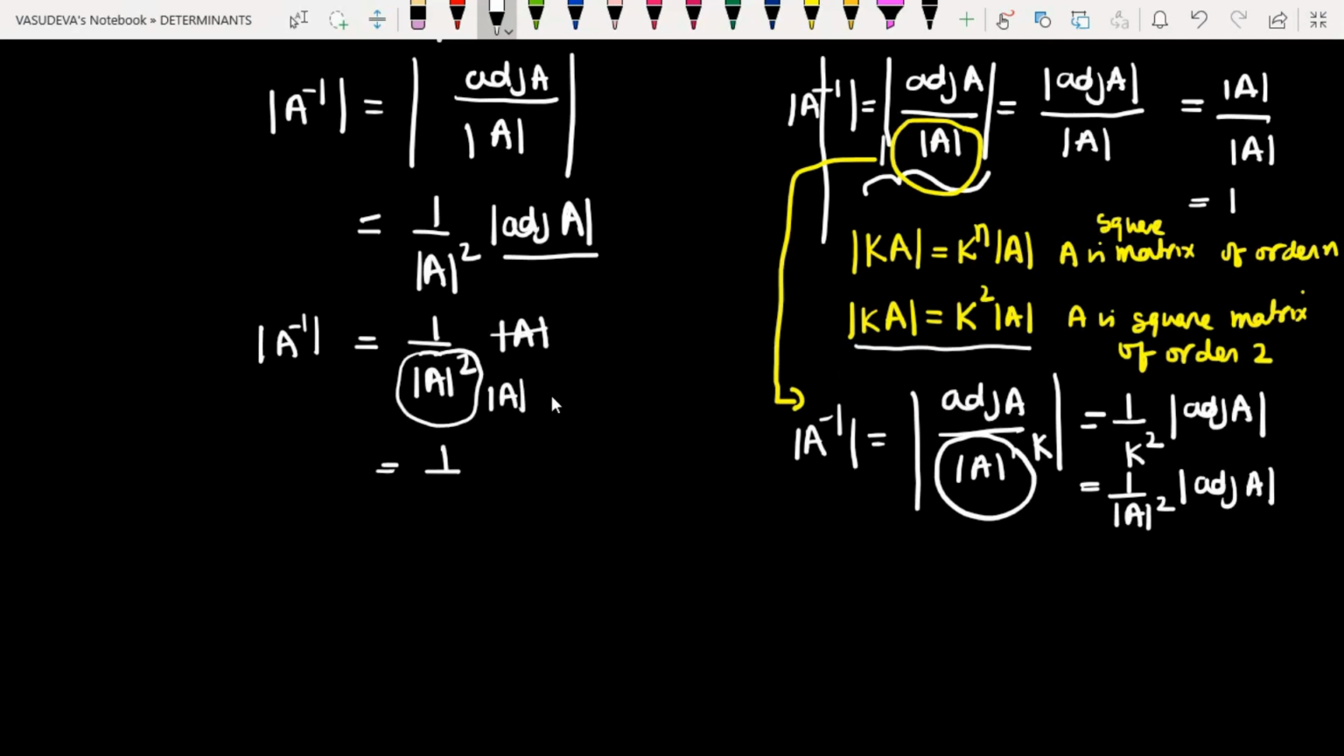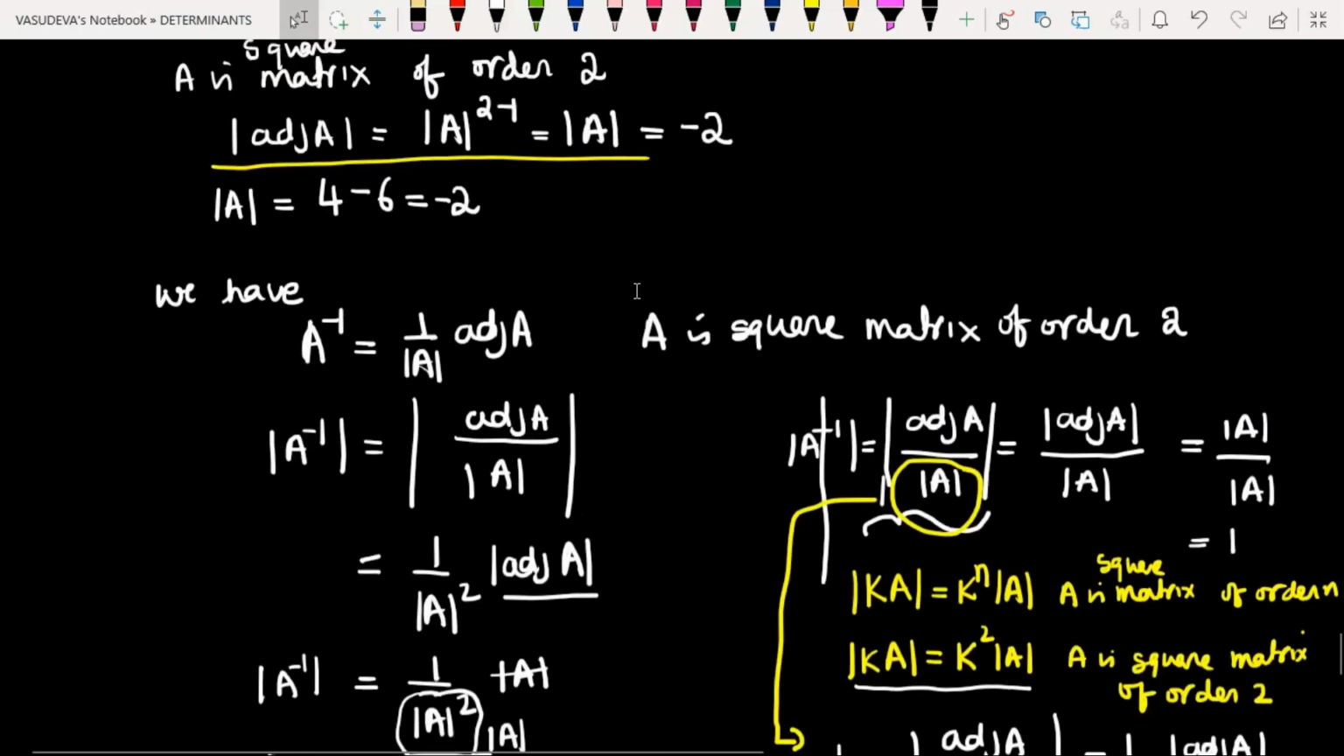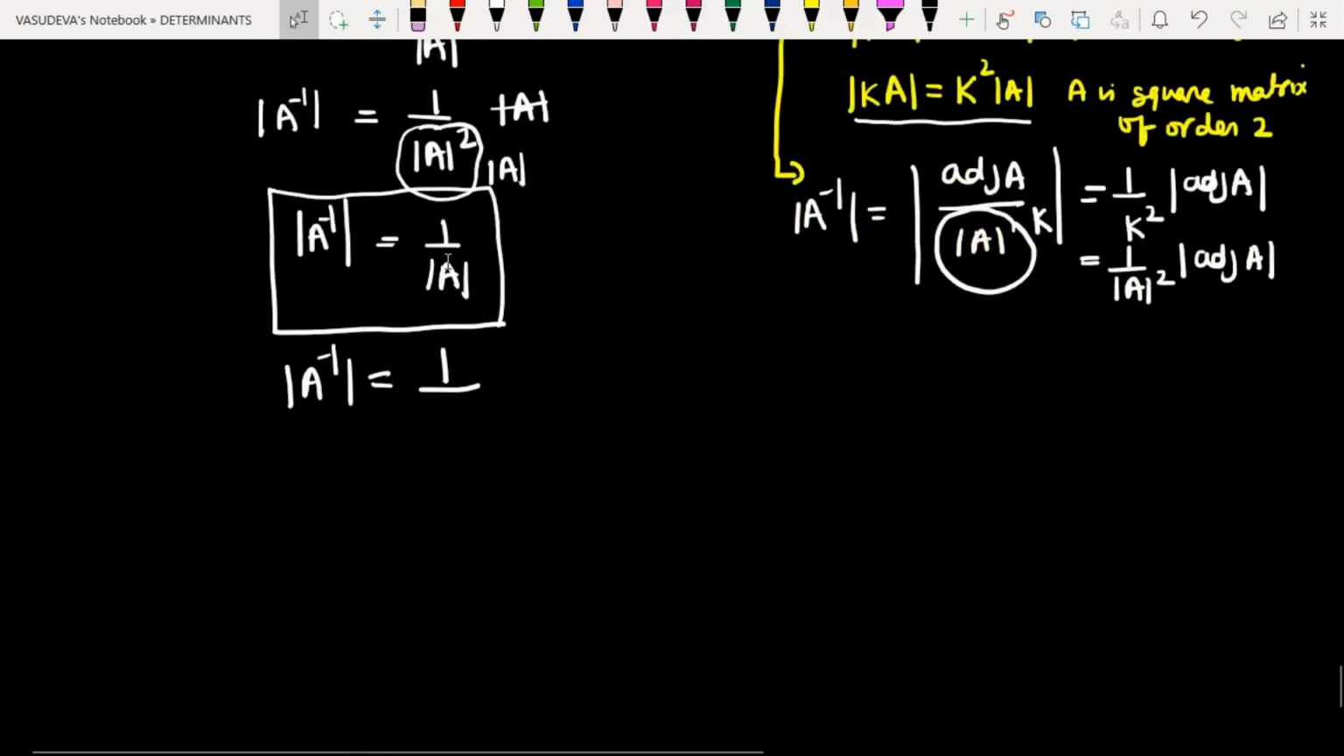Therefore this is 1 by determinant of A. So determinant of A inverse is equal to 1 by determinant of A. This is also a very important result. Here we have found that determinant of A is minus 2. So determinant of A inverse is 1 by minus 2.